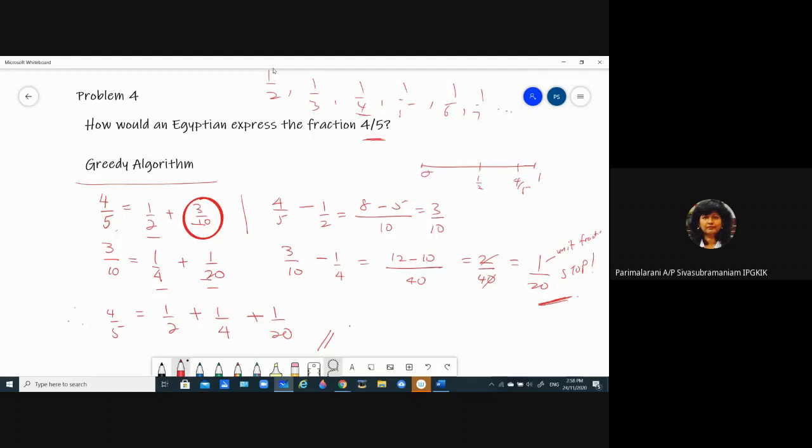So this is the greedy algorithm. They call it greedy because you take away the highest unit fraction. You keep on doing that until you reach all unit fractions. Can you understand? A bit difficult maybe, yeah? So I'll do another problem for you.